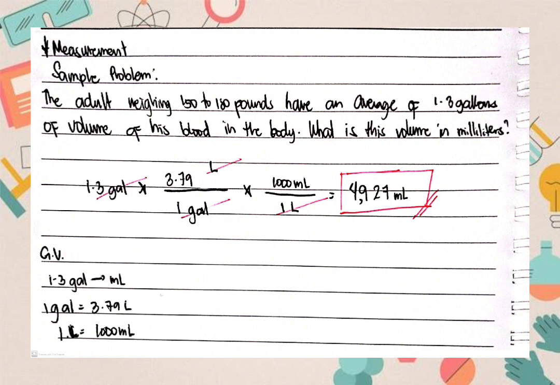For the solution, we're going to use dimensional analysis. 1.3 gallons times 3.79 liters over 1 gallon times 1000 mL over 1 liter. Cancel all similar units and then it will result in 4927 mL. Let's proceed to the next topic.